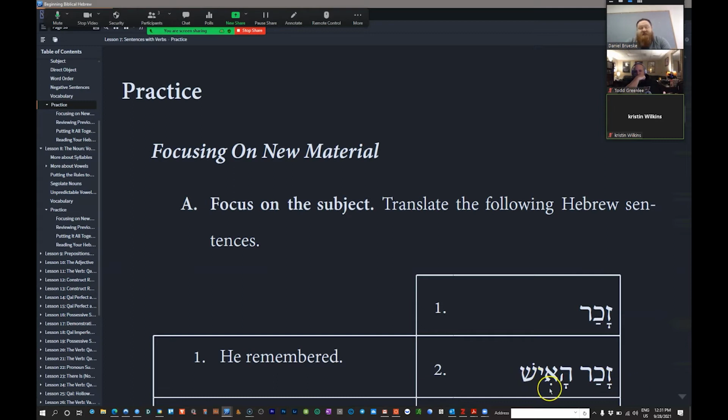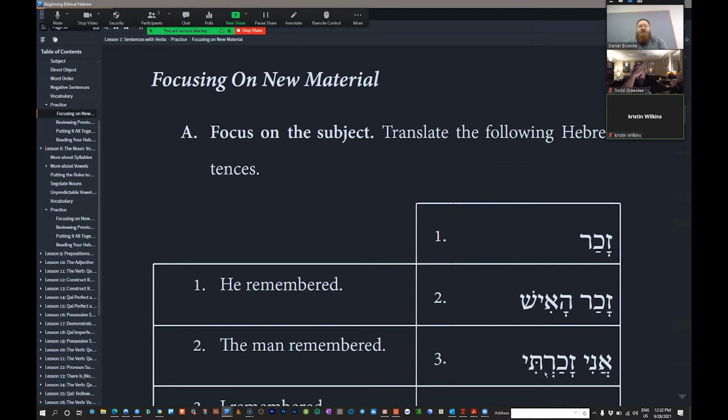So we should not translate this sentence as he remembered the man, because in English, that implies that a man is being remembered, not just remembering something. So we would better translate this as the man is the subject, remembered is the verb. Because we know this is the subject, we can go through our English process and say, okay, English, what do you want first? English wants the subject first. Okay, what's my subject? Ha'ish. I put ha'ish in there, the man.